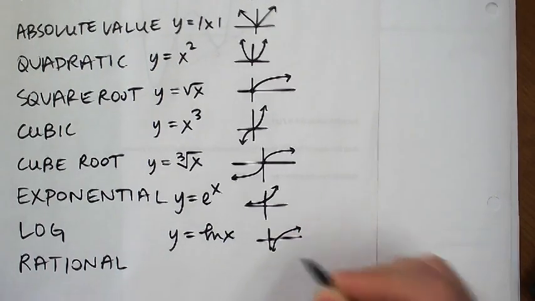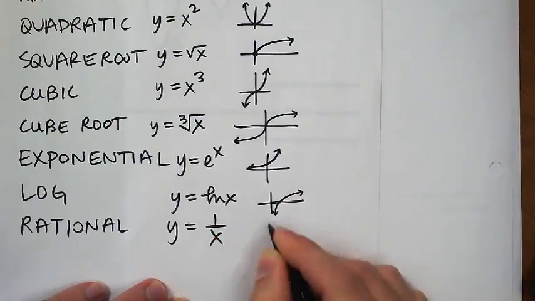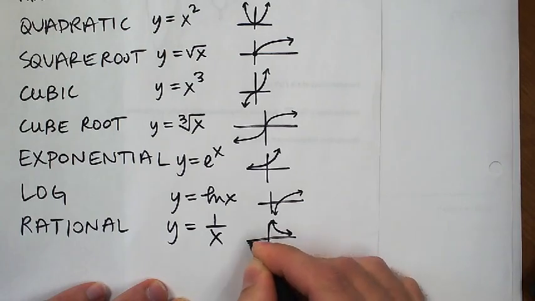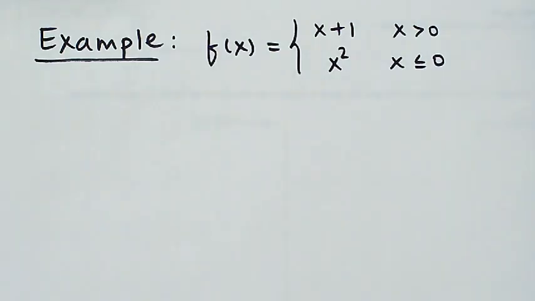It's got a vertical asymptote at x equals 0 on the y-axis. And then rational function like y equals 1 over x, we just learned about that in this class. That's the one that's got horizontal and vertical asymptotes. That was a pretty bad sketch, but these are the different function types that we've encountered so far in this class. So now let's talk about a piecewise function, because that's what we're here to talk about.